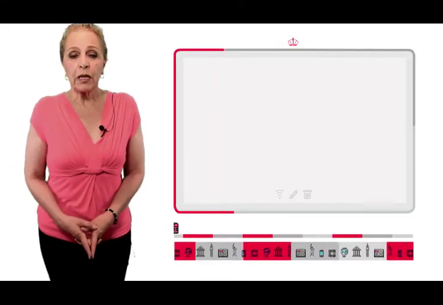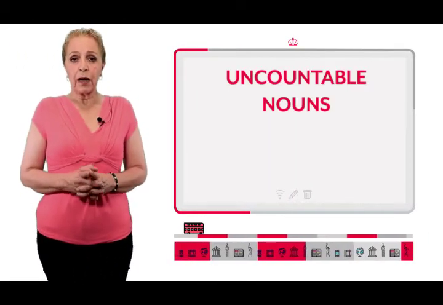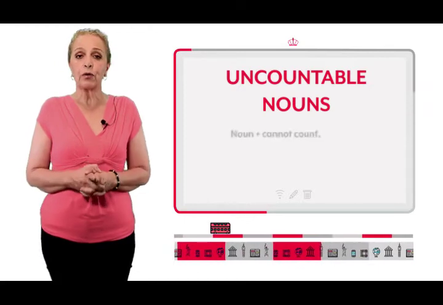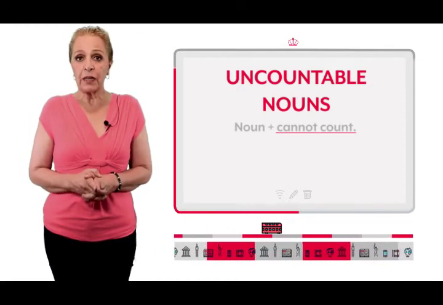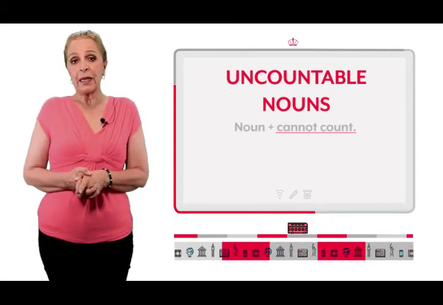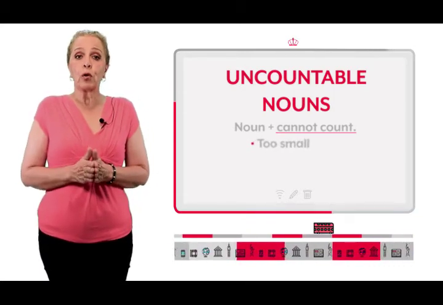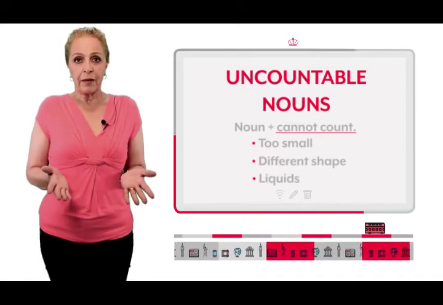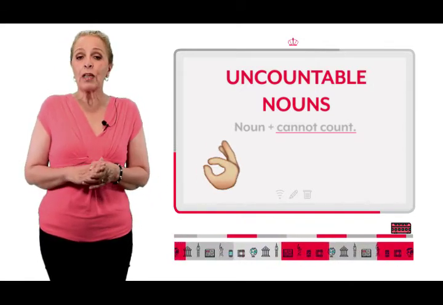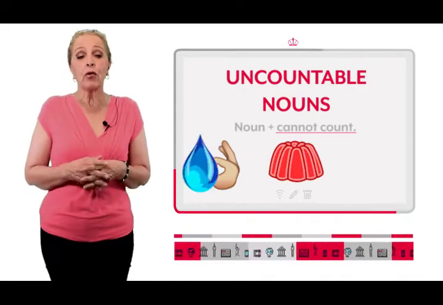Now we are going to talk about the uncountable nouns. Ahora vamos a hablar de los sustantivos incontables. Those are the ones that we cannot count y son los que no podemos contar because they are too small or they have a different shape or they are liquids. Porque son o muy pequeños, tienen una forma indeterminada o son líquidos.